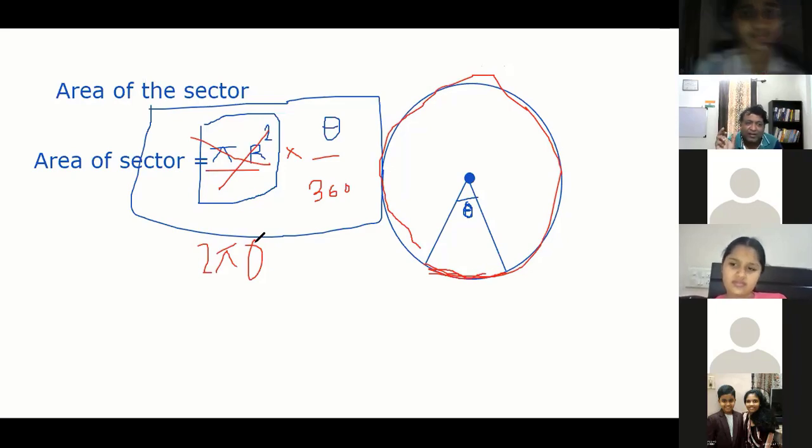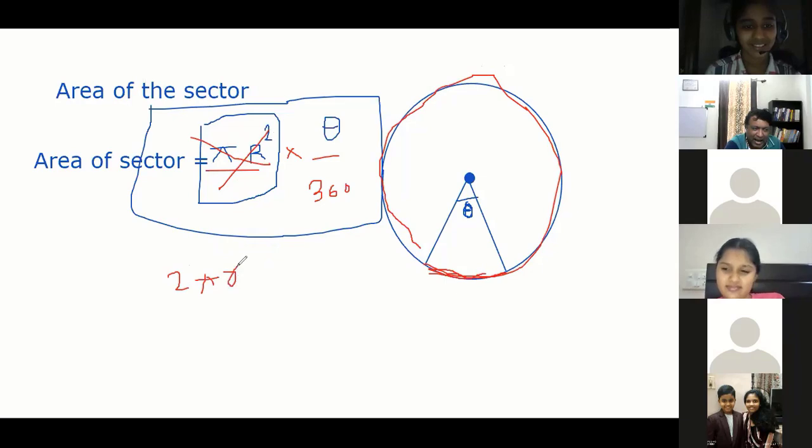We need part of it. So instead of pi r square it becomes 2 pi r. Right, Kripa? Yes, sir. This 2 pi r is the full circumference, full length of the arc, right? We need only small arc. Again into theta by 360. That's what I wanted you to imagine.